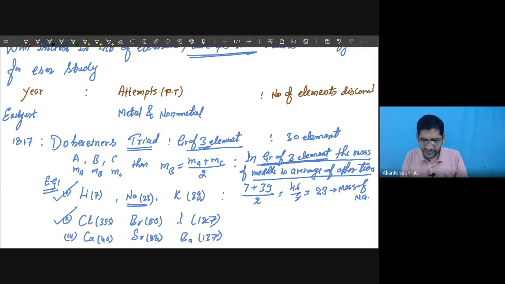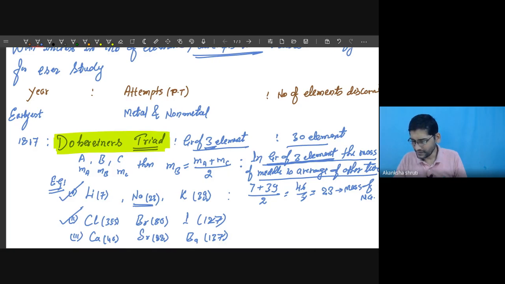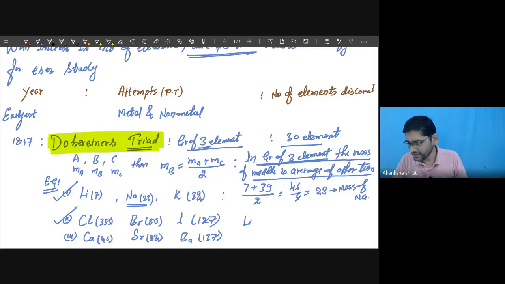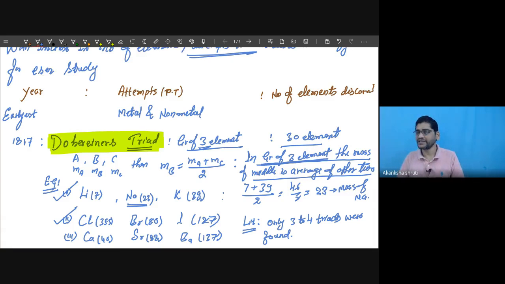So what was the limitation of Dobereiner's triad? Though the known elements were 30, the drawback was that only these few triads were determined. Later on 1 or 2 more triads were found, but only 3 to 4 triads followed this relation exactly. Other elements were not following it.